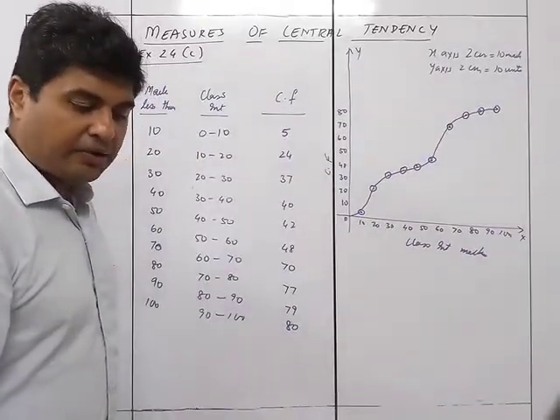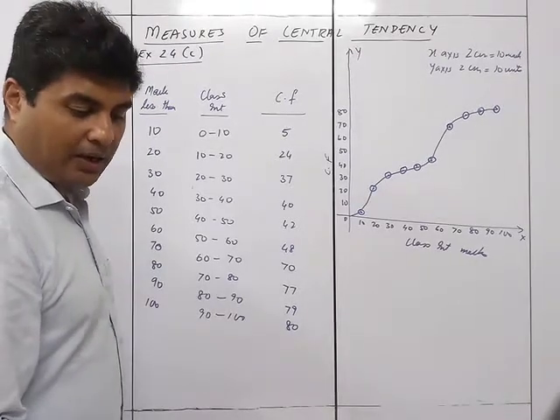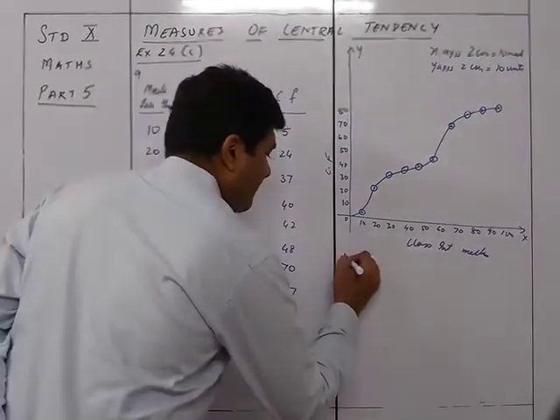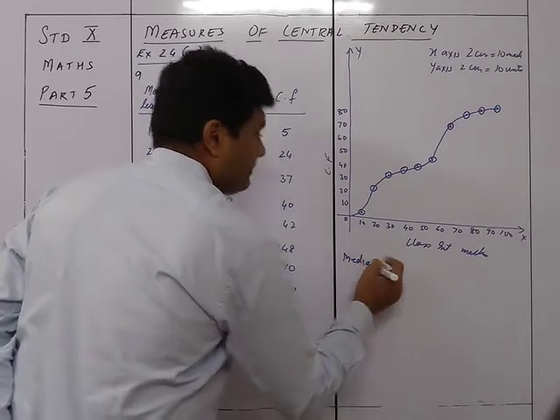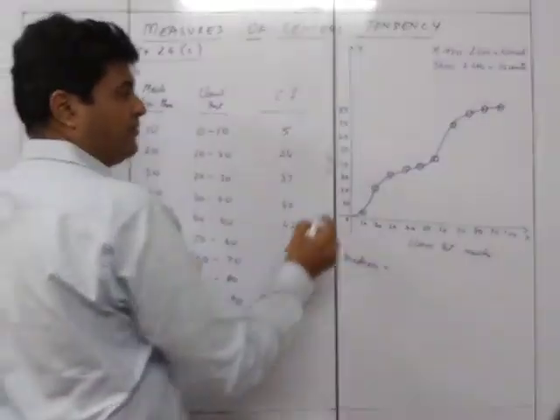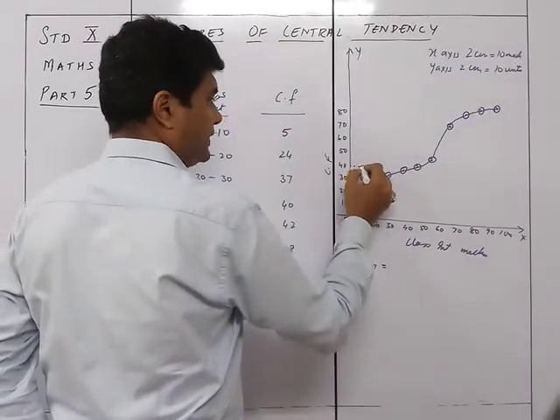Now you need to find out the median, lower quartile and upper quartile. So the median: because there are 80 numbers over here, the median will be 40. So let's mark 40.